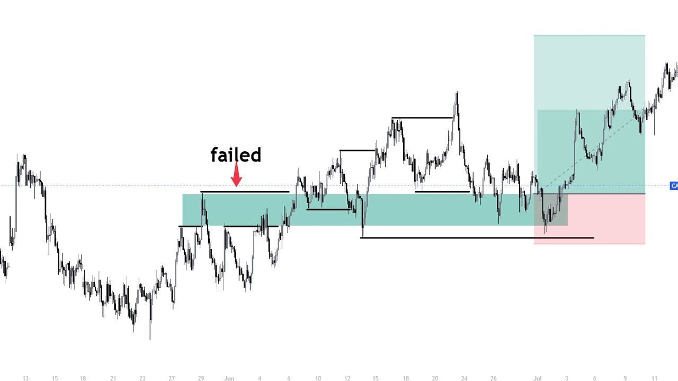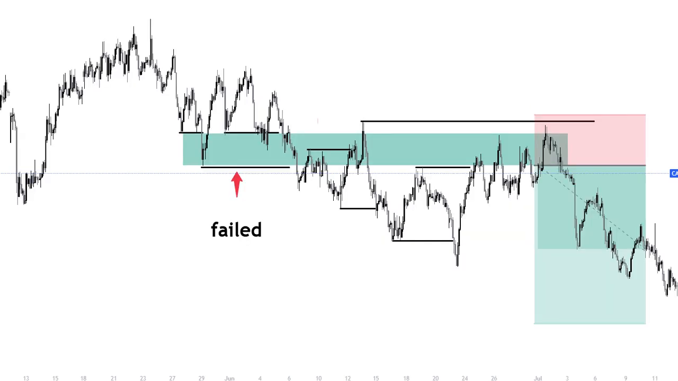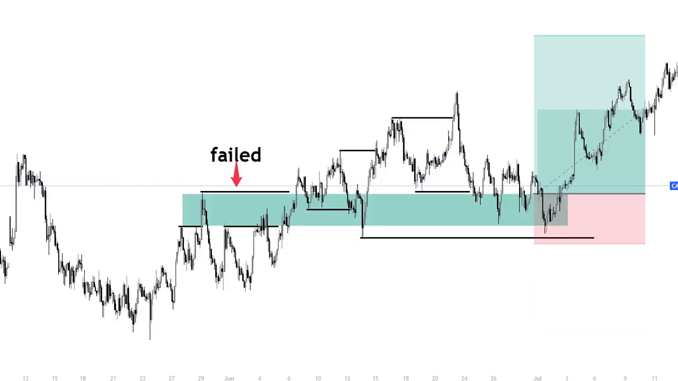Step 8. Stop loss placement. Your stop loss is not random. It has a very specific place. If you're selling, it goes just above the protected high. If you're buying, it goes just below the protected low. Why? Because that high or low is what structure is protecting. If price takes it out, then the setup is invalid. Simple.